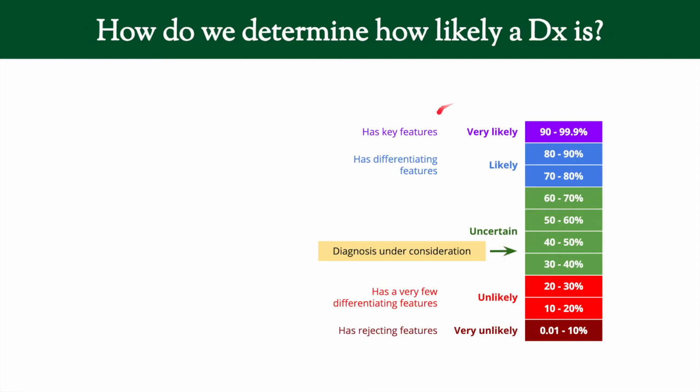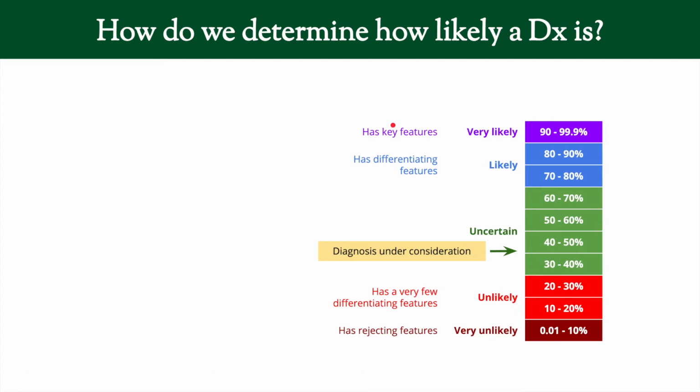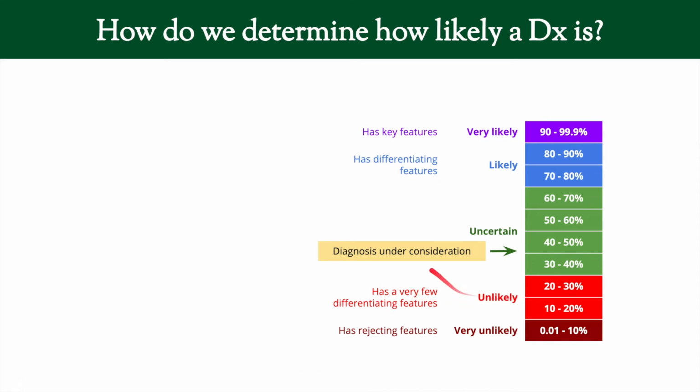And how do you determine where a diagnosis would fall in here? Now we'll go back to that video that we had from illness scripts, right? If something has rejecting features, we could say it's pretty unlikely. And if it has those key features, especially many key features, we would say that it's very likely. And anything in between there, maybe it has a few differentiating features, we call it likely, or it has very few differentiating features, we would call it unlikely, and anything else in the middle we would call uncertain.